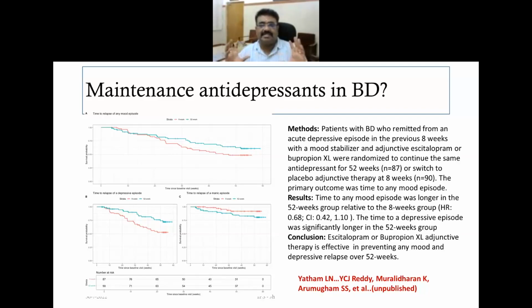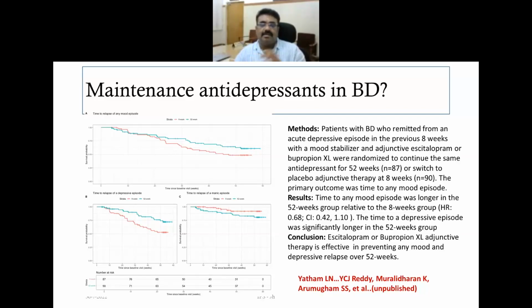So the study design was very simple. The initial first 8 weeks is an open label phase, where the patient would get either escitalopram or bupropion under the cover of a mood stabilizer. And then they were randomized after the acute phase into the double-blind phase. So people on escitalopram were randomized to receive either escitalopram or escitalopram placebo. And those on bupropion were getting bupropion or the placebo, continued for 52 weeks.